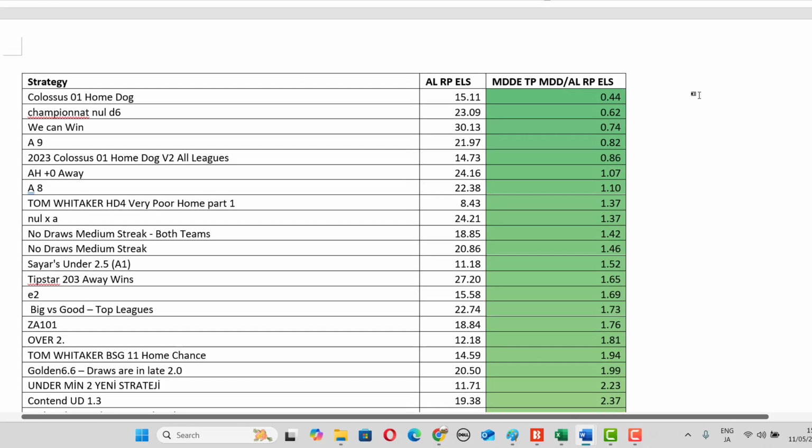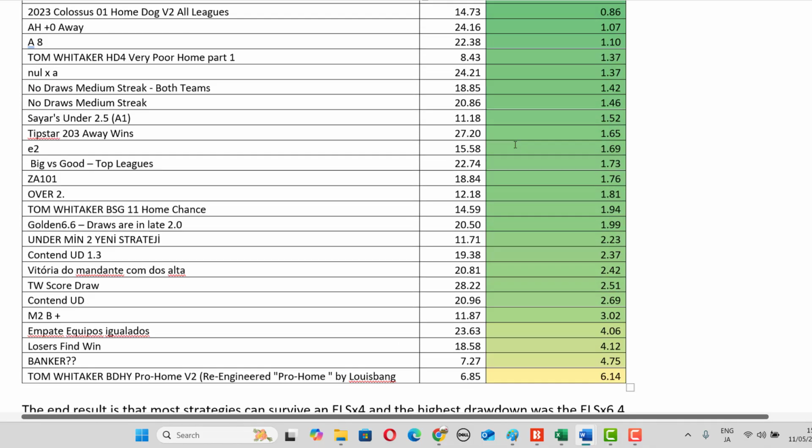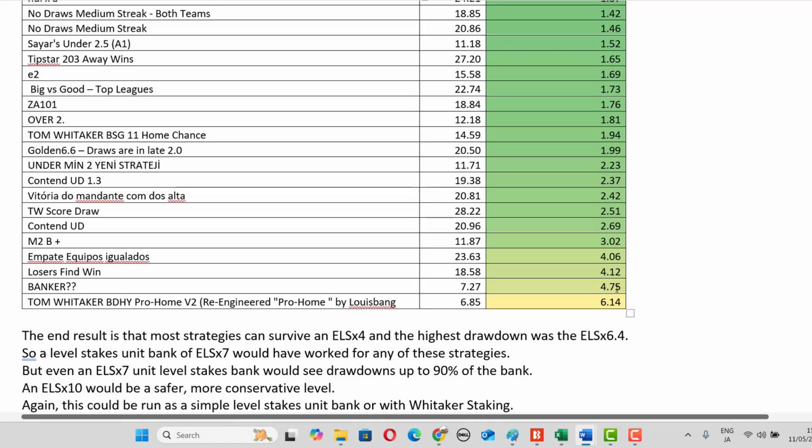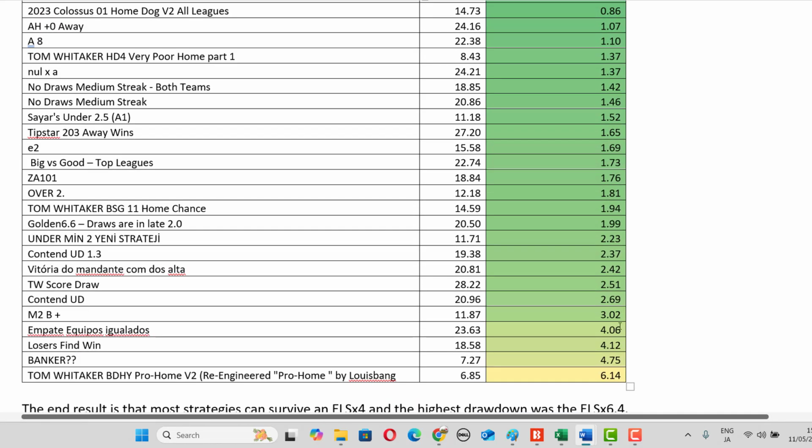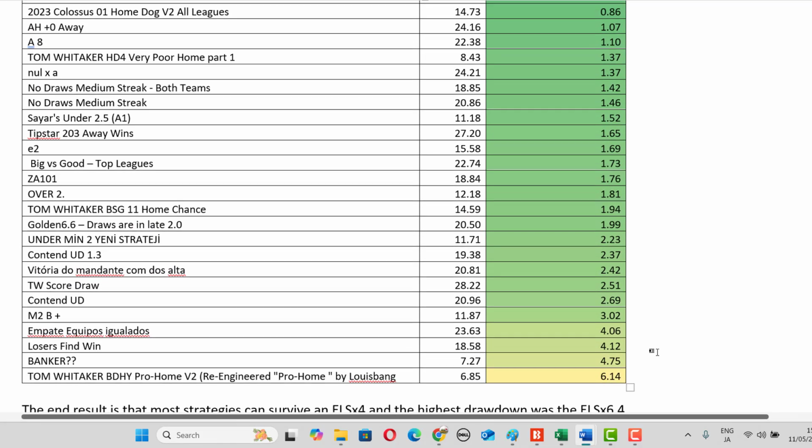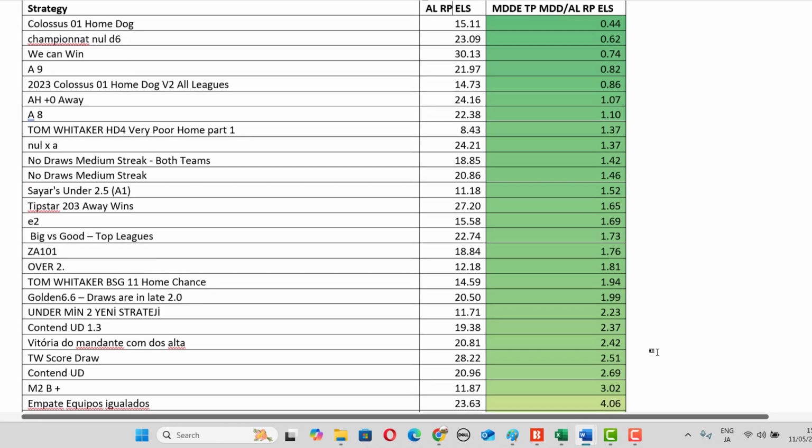Oh, and just before I do that, again, I compared the All Leagues research period estimated losing sequence to the drawdown we got with MDDE strategies in their test period. So basically saying what Whitaker staking settings would work fine, and all of these are under 7, which is really great to see. Most of them are under 4, just a few of them are higher than 4. So I think my new super conservative setting of an ELS of 10 will have no problems at all. We're definitely being very conservative there, I think, trying to create our unbreakable bank.